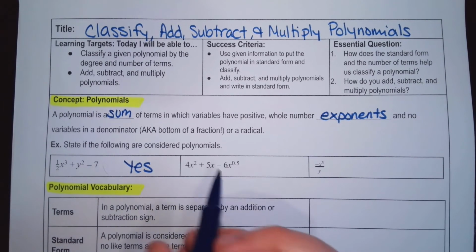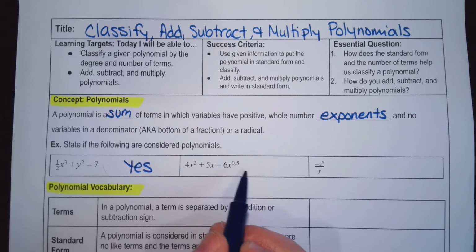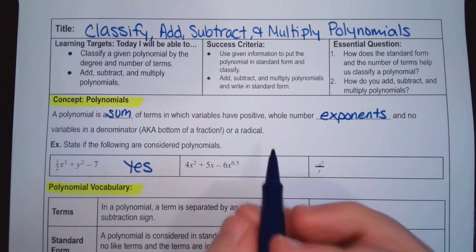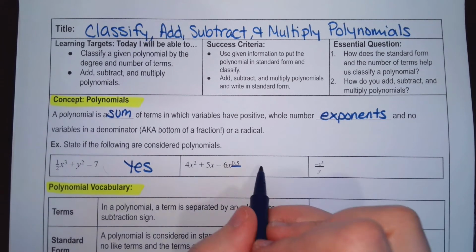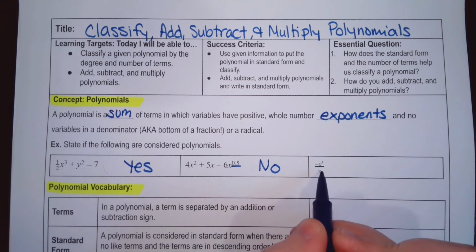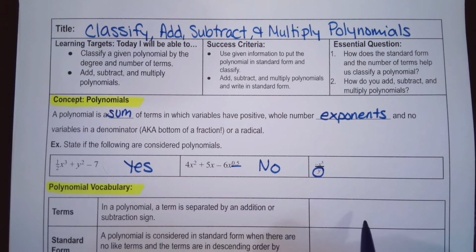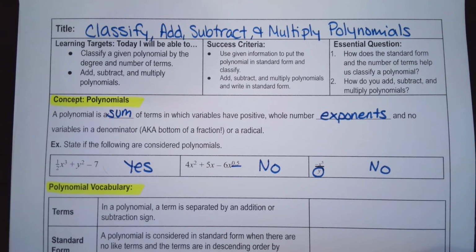Now for the second one, 4x squared plus 5x minus 6x to the 0.5. That 0.5 is not a whole number exponent. So just because of that, no, this would not be considered a polynomial. And then finally our last one, negative x to the 5th over y. Well, we have a variable in the denominator, so automatically, no, that is not a polynomial.